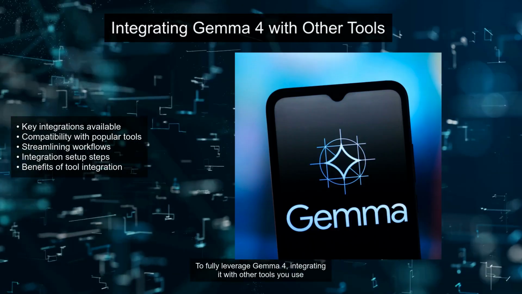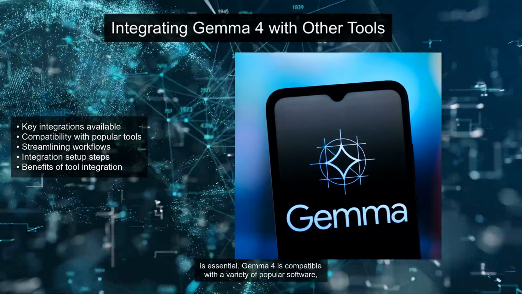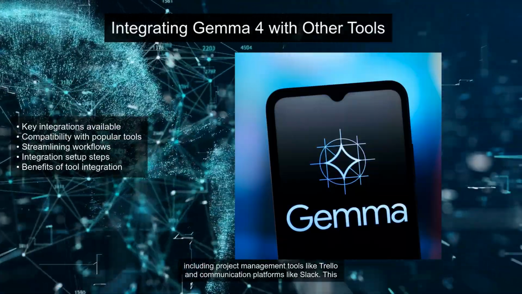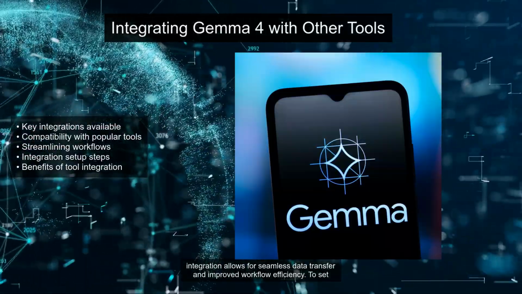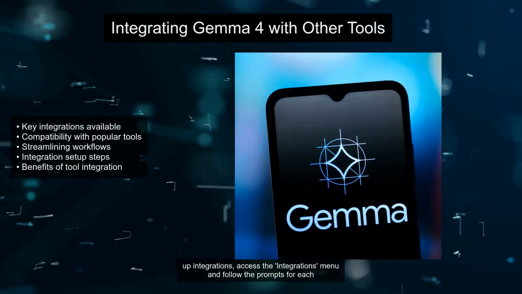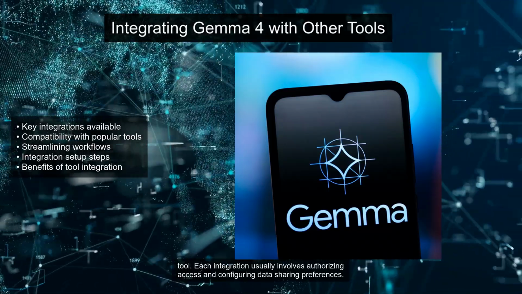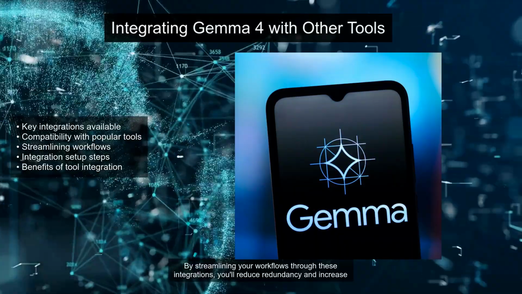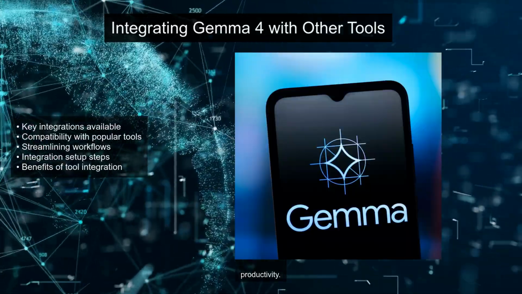To fully leverage Gemma 4, integrating it with other tools you use is essential. Gemma 4 is compatible with a variety of popular software, including project management tools like Trello and communication platforms like Slack. This integration allows for seamless data transfer and improved workflow efficiency. To set up integrations, access the Integrations menu and follow the prompts for each tool. Each integration usually involves authorizing access and configuring data sharing preferences. By streamlining your workflows through these integrations, you'll reduce redundancy and increase productivity.